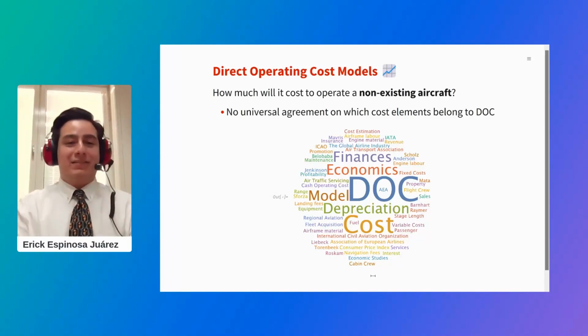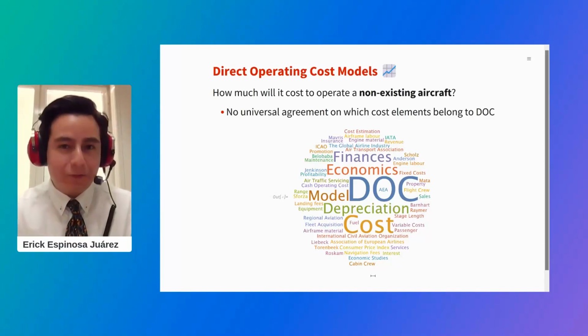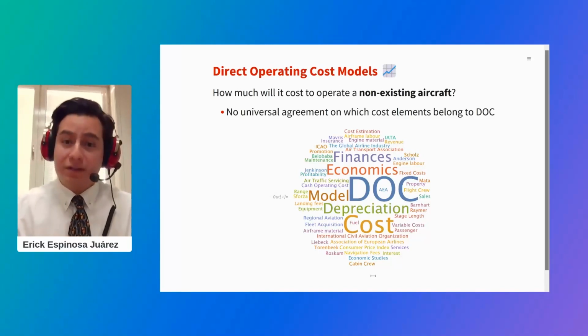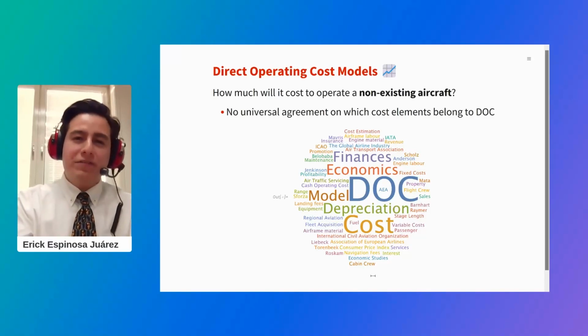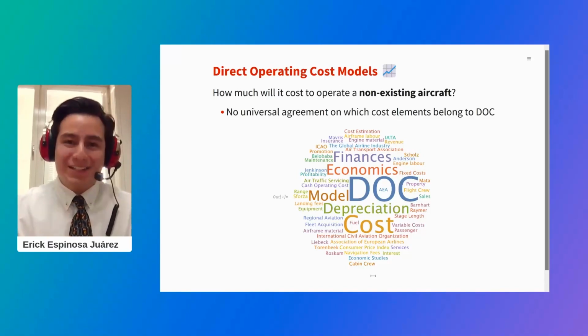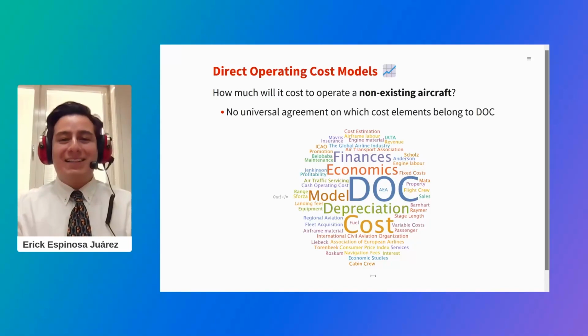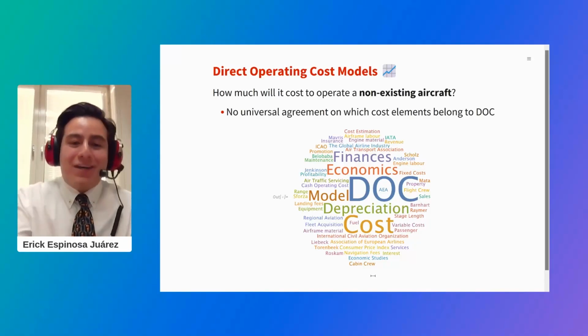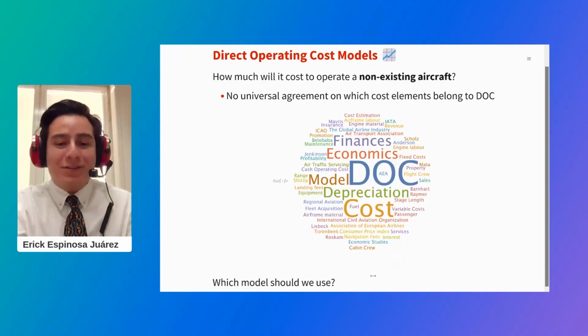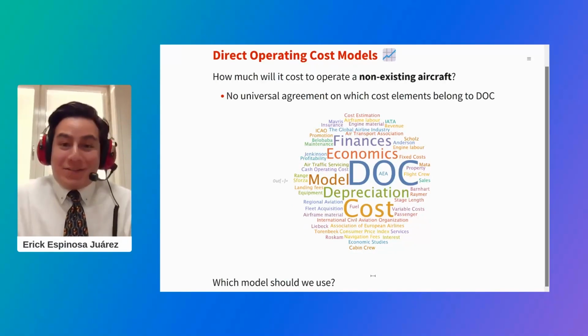Not only that, but the models that we have available are very vast. There's a lot of them, and they mostly rely on statistical data. So no statistical data for a non-existing airplane, which is the case for the electric, hybrid electric, and hydrogen. So this leads to the question, from all the models available, which one should I use?